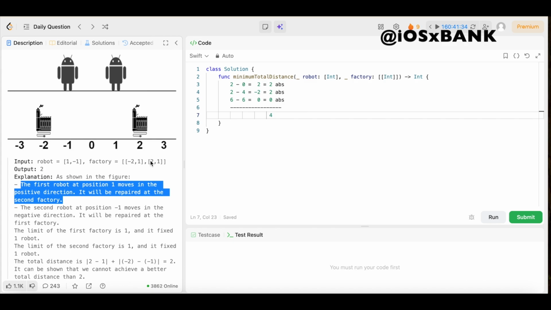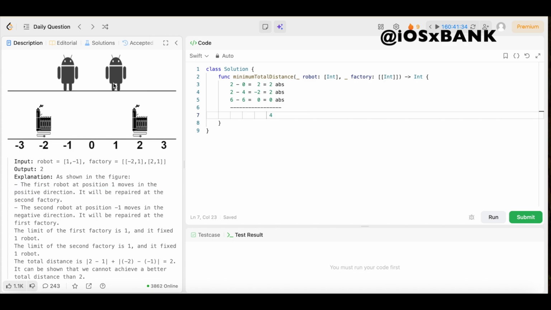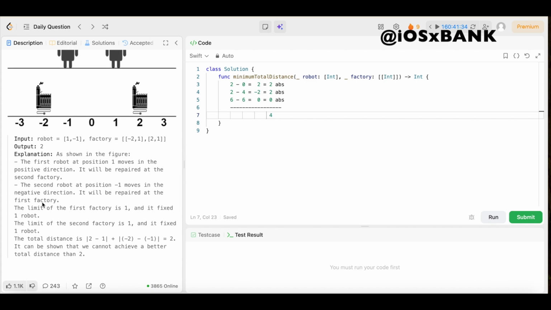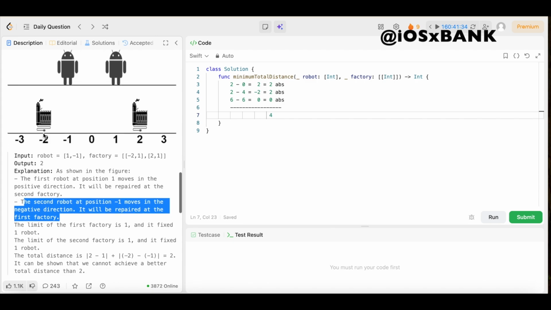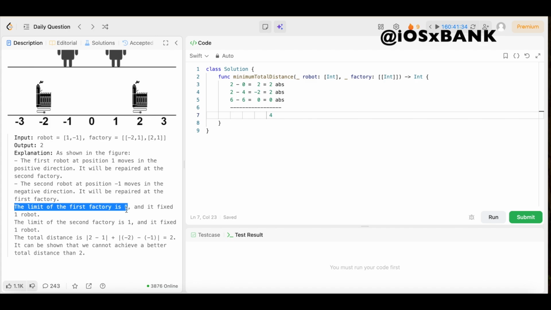This factory has a limit of 1, so this robot can fit and get repaired. Then it says the second robot at position negative 1 moves in the negative direction. It will be repaired at the first factory. So this robot is going to move this way, go one unit this way, and it can get repaired at this factory. It says the limit of the first factory is 1, and it fixed the first robot. The limit of the second factory is 1, and it fixed 1 robot as well. They both fix 1 robot each, and they both have a limit of 1 robot each.